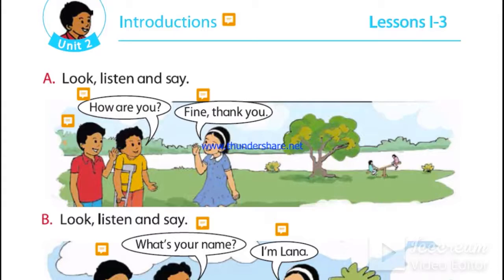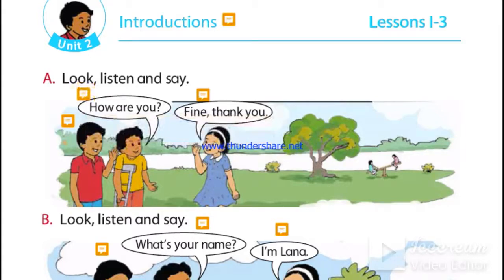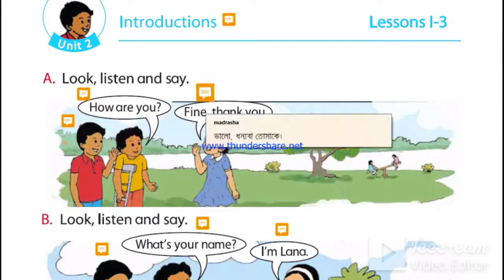Lesson 1A, Look, listen and say. দেখো, শোনো এবং বলো. First is there the word how are you? তুমি কেমন আছো বা আপনি কেমন আছেন. Fine, thank you. ভালো, ধন্যবাদ তোমাকে.